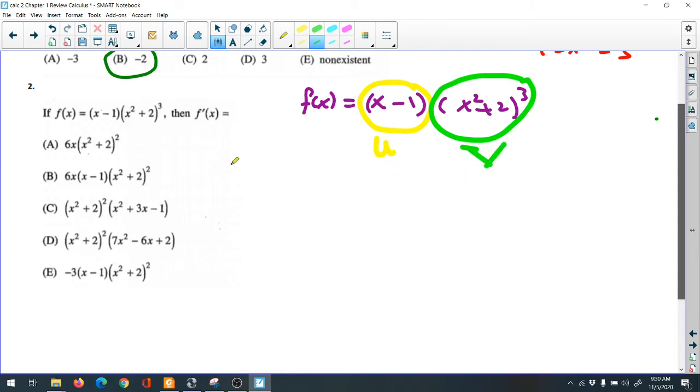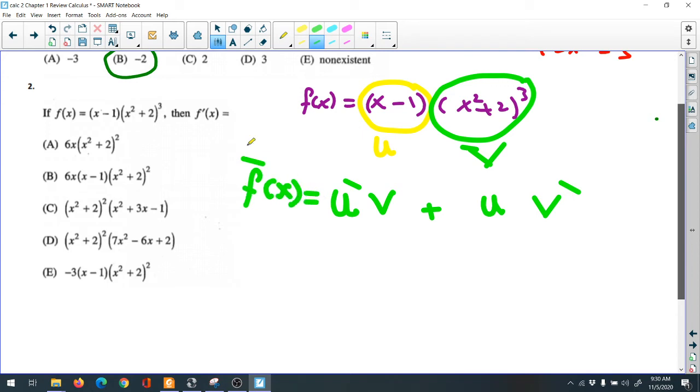u and v. All we have to do, just apply product formula, which is, I remind you, u dash v plus u times v dash, the derivative of first times the second plus derivative of the second times the first. That's all you have to do. This is to find the derivative of f. Let's do that.